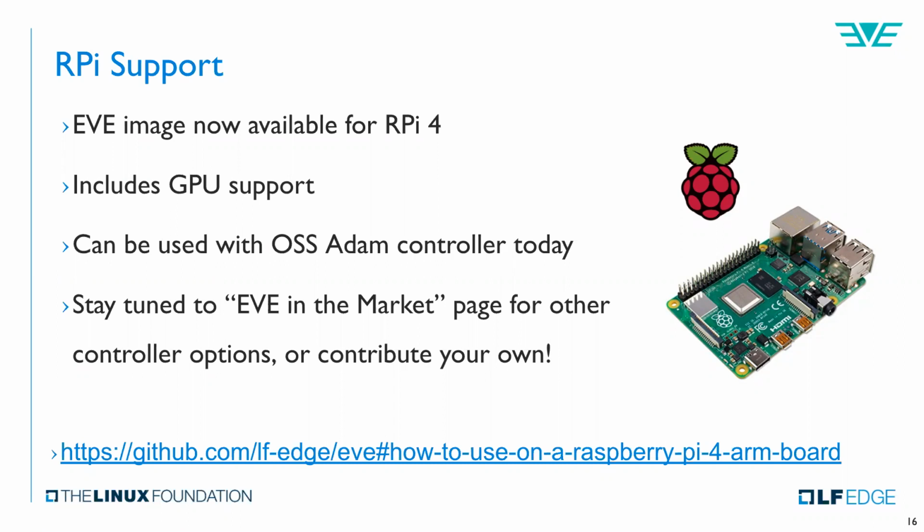We're trying to make sure that it would be as easy as just clicking a single button and getting your board to start playing with Eve. So stay tuned for the Eve in the market page, for different controller options, so you don't have to build your open source controller. You can just hook it up to a commercial controller with a single click of a button. And check out this URL for the Raspberry Pi 4 support. More will be coming. There is an image, you can follow instructions, order your Raspberry Pi 4 and let us know how it goes.